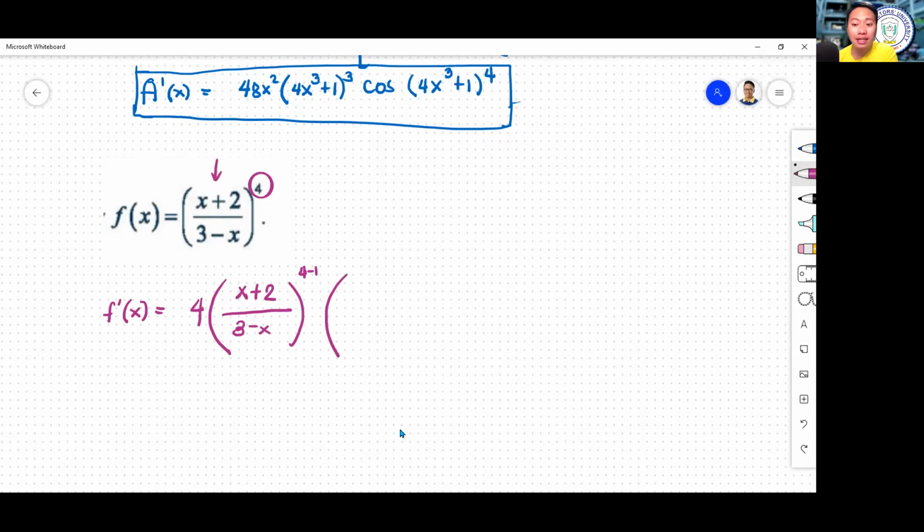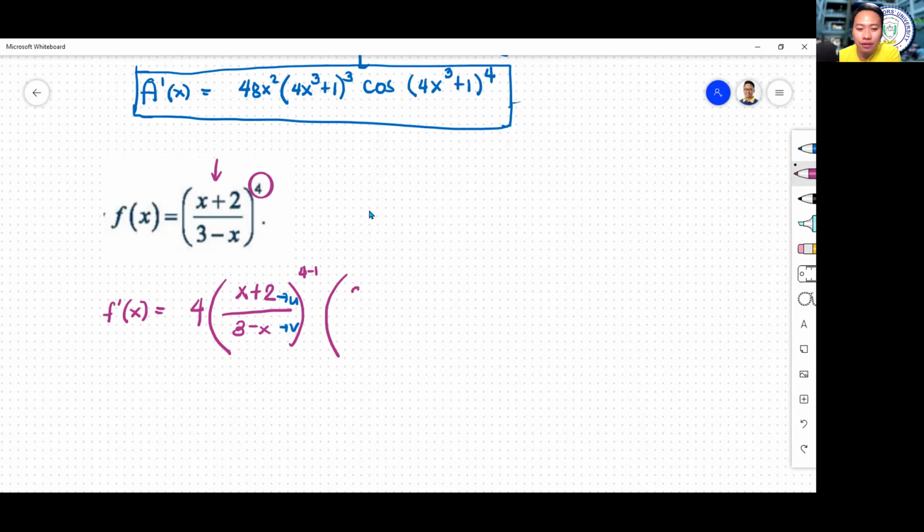And if you notice, this is in quotient. I mean, this is in fraction form. So we're dealing with the derivative of a quotient. So what do we do here? We follow the quotient rule. This becomes the u, and this becomes the v. So, follow the quotient rule, guys.